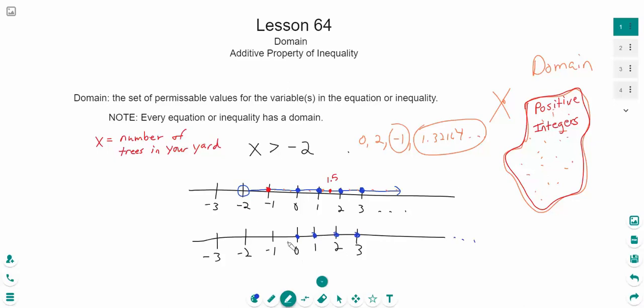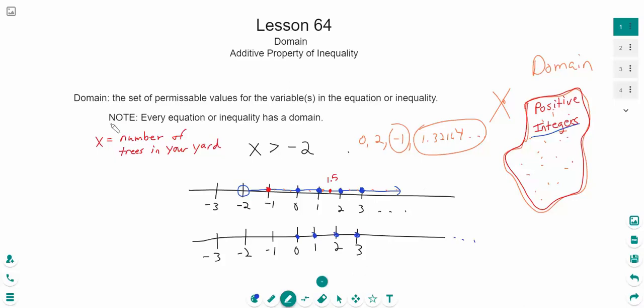Notice I didn't put any dot on the -1 because negatives don't make sense. They're not positive integers. I didn't put it on -2 for the same reason. All right? And I didn't put it in between these numbers. I didn't put a dot or a line between 1 and 2 because that doesn't make sense. It's supposed to be positive integers. Integers meaning whole numbers. Okay? So hopefully that makes it a little bit more clear.